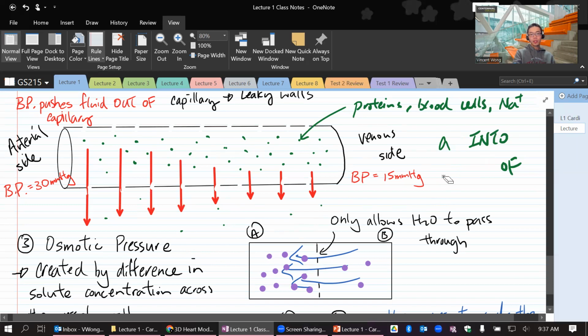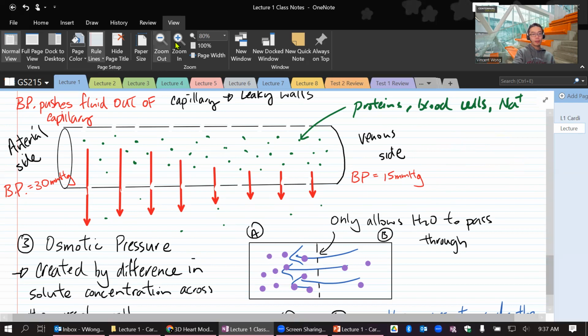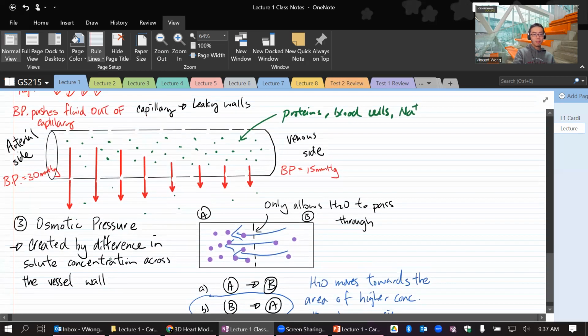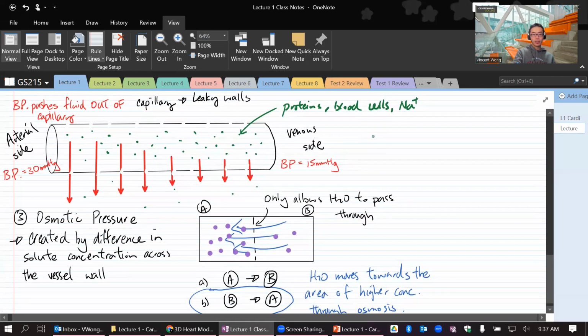Okay, so let me write this down for you. I'm sorry it's getting really crowded here, but I guess I'll just put it over here. OP, and obviously you got to reorganize your notes after class, right? Maybe watch it again and then redraw it, okay? So OP, osmotic pressure, draws fluid into the capillary. Okay?